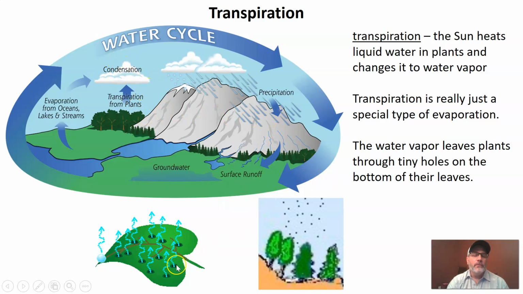So on the bottom of most plant leaves, you have these tiny openings. We call them stomata, and this is where water vapor leaves from. For plants, this is just a very easy way for them to cool themselves when it's very hot. So transpiration, of course, is going to be happening a lot in the summer when plants are trying to cool themselves off. It's kind of like plant sweat, if you want to think about it like that. But as far as the water cycle is concerned, it is just a special type of evaporation, and it's just another way that water can move from Earth's surface into the atmosphere.